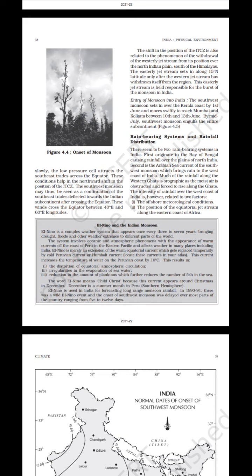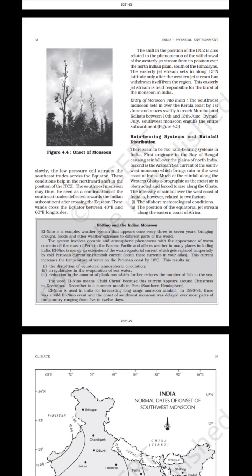Much of the rainfall along the Western Ghats is orographic as the moist air is obstructed and forced to rise along the Ghats. The intensity of rainfall over the west coast of India is, however, related to two factors: the offshore meteorological conditions, and the position of the equatorial jet stream along the eastern coast of Africa.